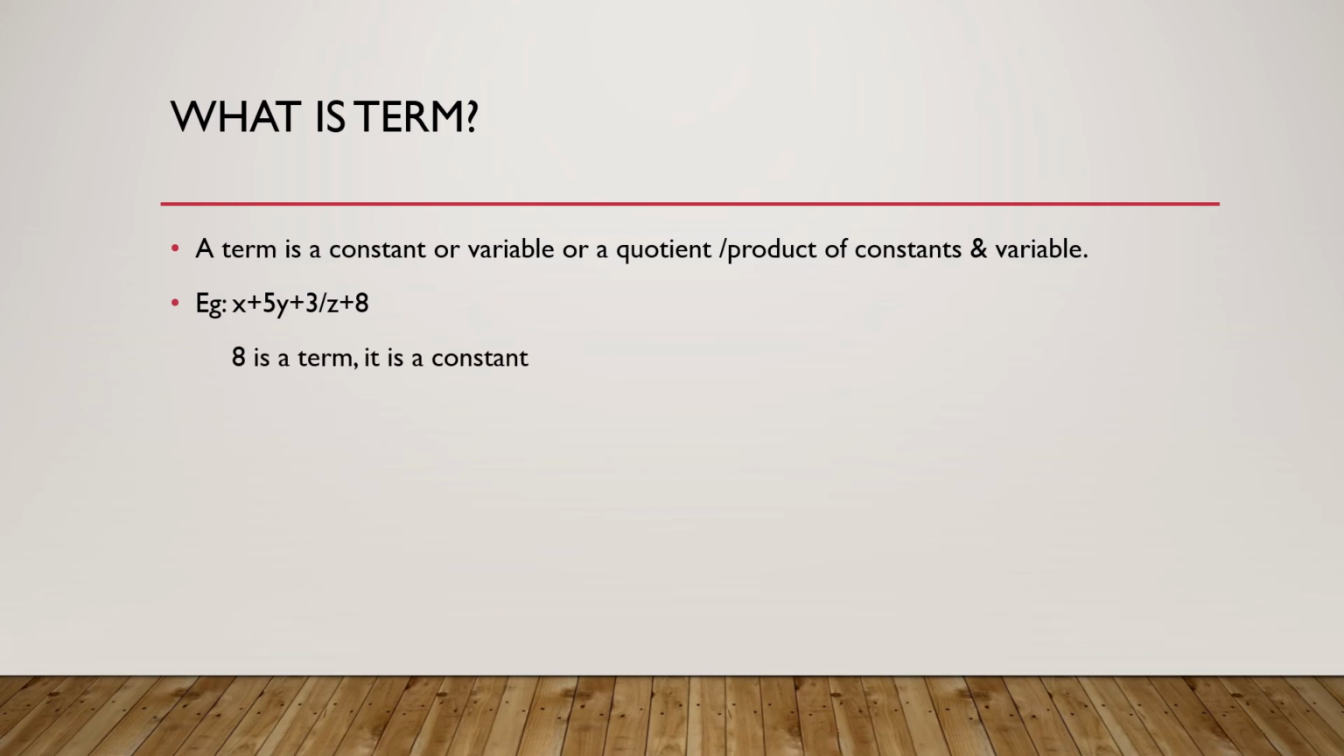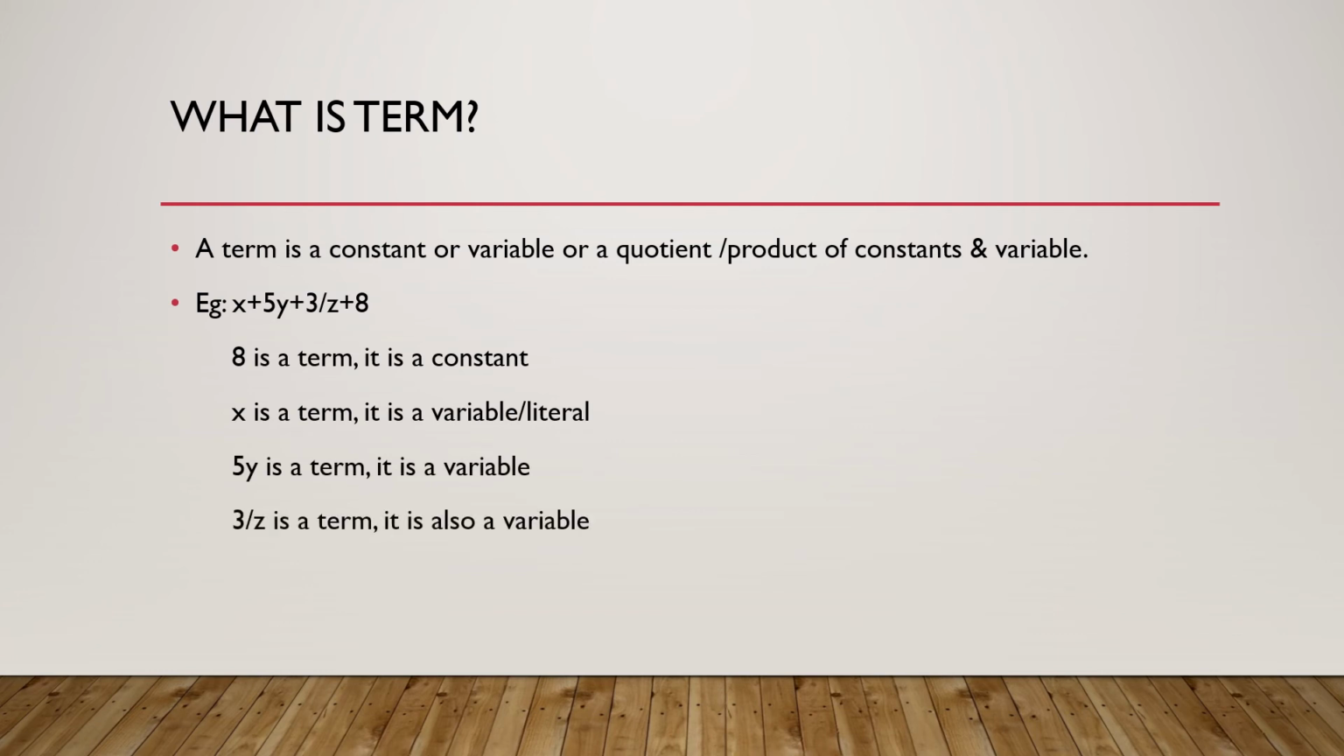Next, 8 is a term, as I explained before. 8 is also considered a term, and 3 by z is also a term. 5y is also a term, and x is also a term. But this x is called a variable, 8 is called a constant, and 3 by z and 5y are also variables because they keep on changing depending upon the value of y and z.